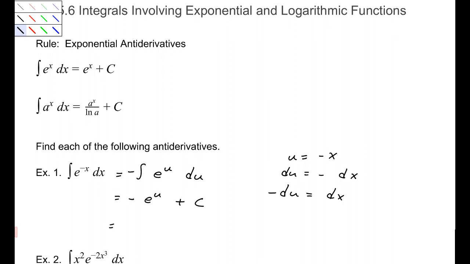Now because u is negative x, we'll replace this back in there: negative e to the negative x plus c. Now we can check this by taking the derivative of what we have right here. If we take the derivative, we will get, based on the chain rule, a positive e to the negative x, which is what we started with. So that in fact does work. Remember, we can always take the derivative of our answers to see if that matches our integrand from above.